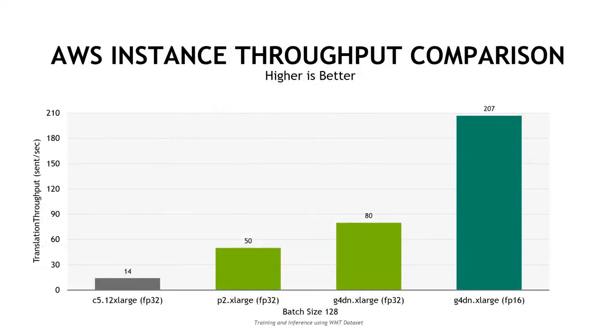With that, I would like to show how Sockeye, after all of our optimizations, performs on some AWS instances. Every instance used is the same model trained on the WMT dataset. When running inference with a batch size of 128, the translation throughput is 14 sentences per second on a C5 12x large CPU instance using FP32. If we switch to a G4 instance, which uses the NVIDIA T4, this jumps to 80 sentences per second. And if we switch to using FP16, which benefits the most from our optimizations, we observe a whopping 207 sentences per second.